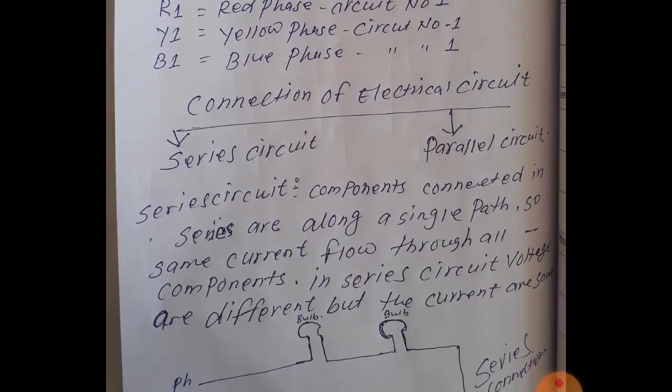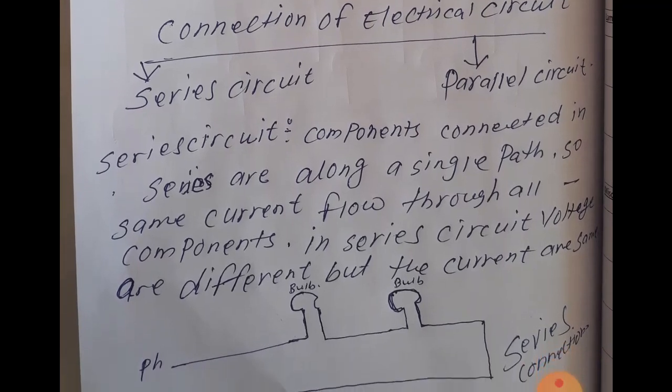Okay, so the connection of electrical circuits. How do we connect an electrical circuit? There are two types of connection: series circuit and parallel circuit. Series circuit is the old model. Now it is mostly not used, we mostly use parallel circuits. So what is the series circuit?